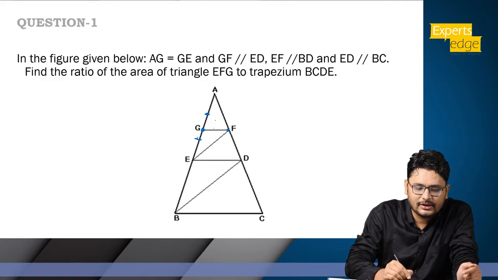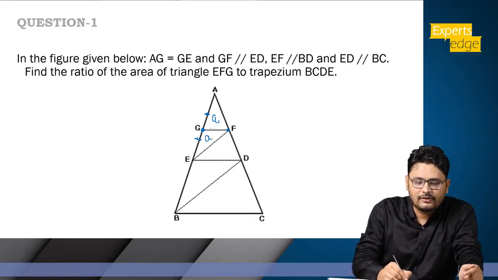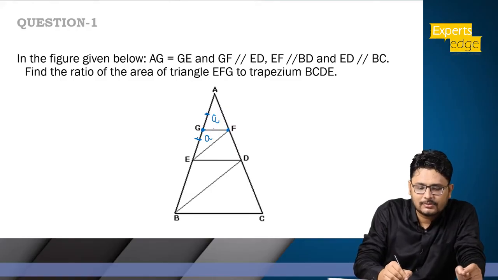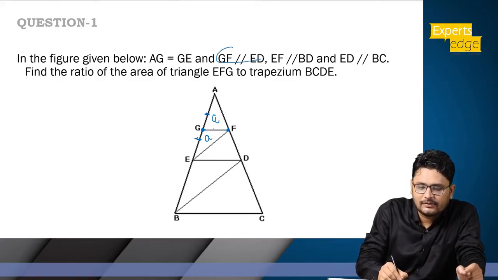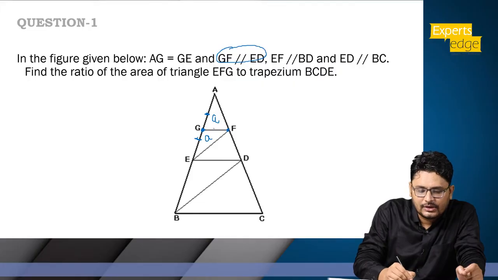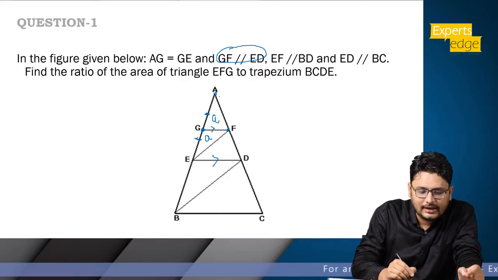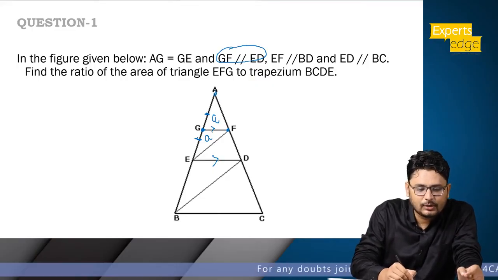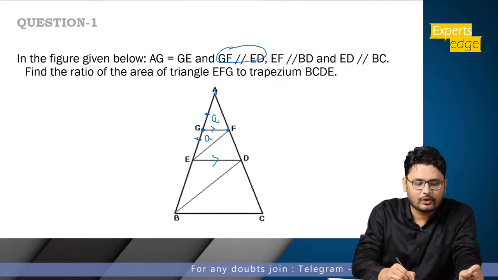So if GF is a median, if I say this is A, this will also be A. So these two areas will be equal, right? Now GF and ED, are they parallel? Yes, it has been given that GF is parallel to ED. So GF is parallel to ED in triangle AED. So see, in triangle AED, GF is parallel to ED and this G is the midpoint of AE.